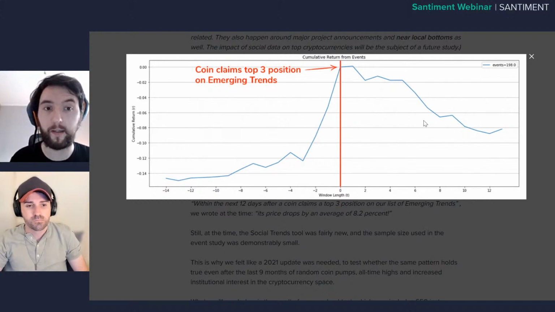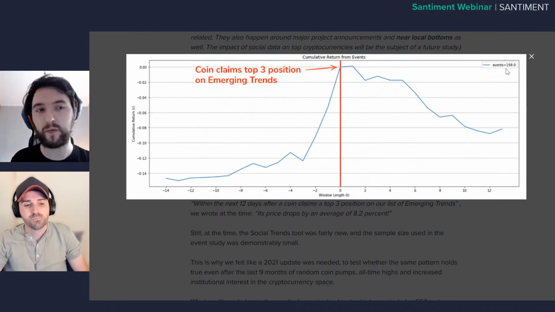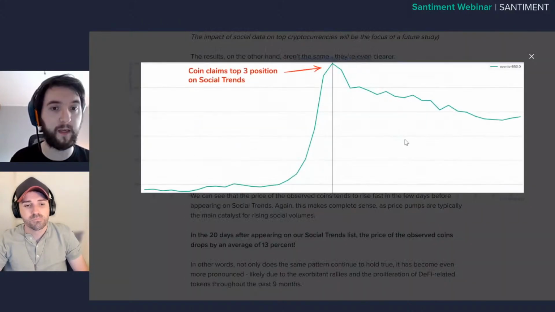So on the other hand, in the next 2 weeks after the coin ended up in the top 3 positions on our list, we see, this was the first backtest that we've done, a correction of around 12.5% on average, right? Now, this was about 200 different events, and it was really maybe 6 months into the existence of this tool. So we did an update on this backtest, like I said, 2 months ago, and these were the results.